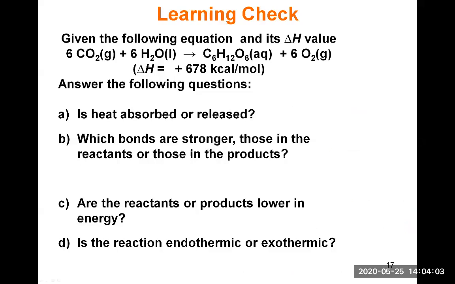Let's look at another example. It's a different reaction here. So 6 molecules of carbon dioxide in their gaseous state plus 6 molecules of water in their liquid state combine to make C6H12O6 aqueous, which is a glucose, plus 6 molecules of oxygen in their gas phase. And delta H, the enthalpy change or the heat of reaction, is positive 678 kilocalories per mole.